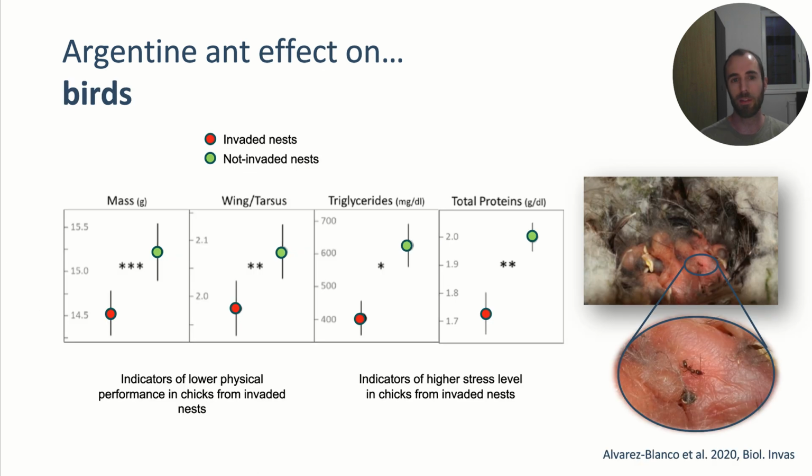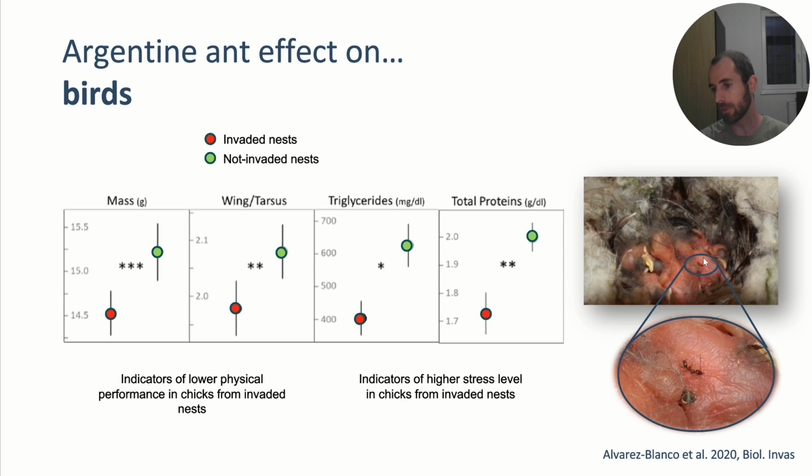So what are the effects that the Argentine ant has? It has effects on different kinds of fauna, like birds. It was found that the trees that were invaded by the Argentine ant present nests with chicks with lower physical performance in comparison with the non-invaded nests. As you can see here, they have lower mass and smaller wings, and they also present indicators of high stress, such as a lower amount of triglycerides, and a lower amount of total proteins.